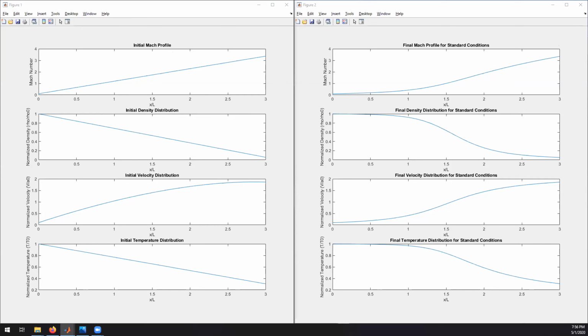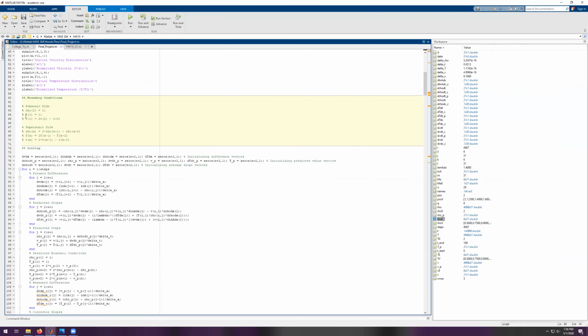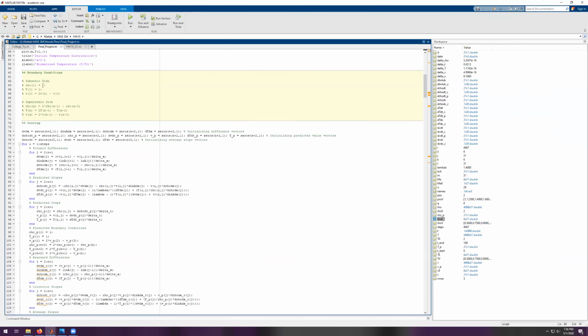So going back to the code, after that, I just list the boundary conditions. So at the subsonic side of the inlet, the density is equal to the initial density, the temperature is equal to the initial temperature, but we don't exactly know the velocity, so we have to extrapolate for that. On the supersonic side, everything has to be extrapolated because nothing there is held constant.